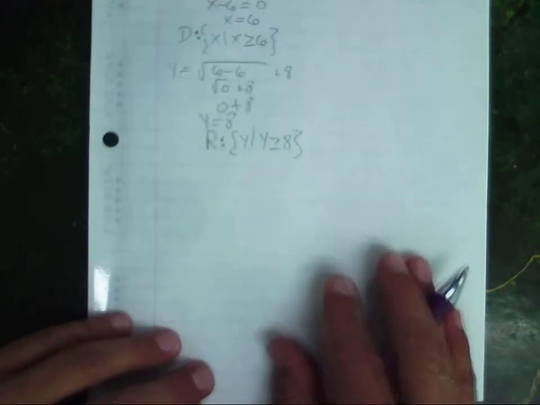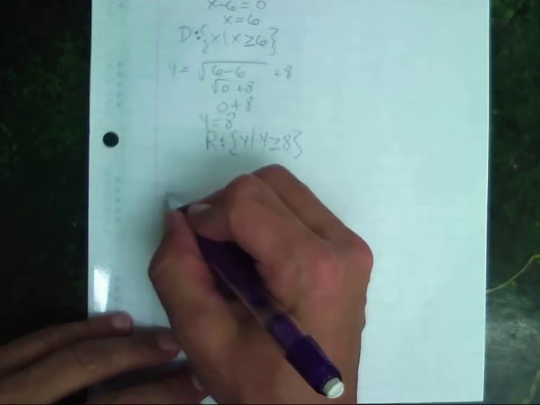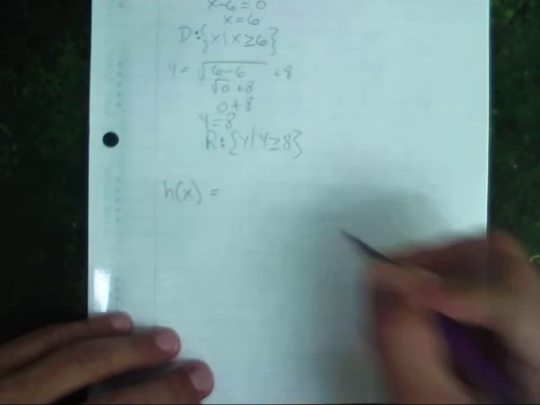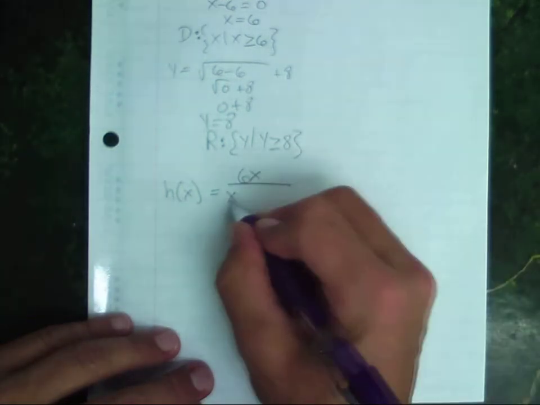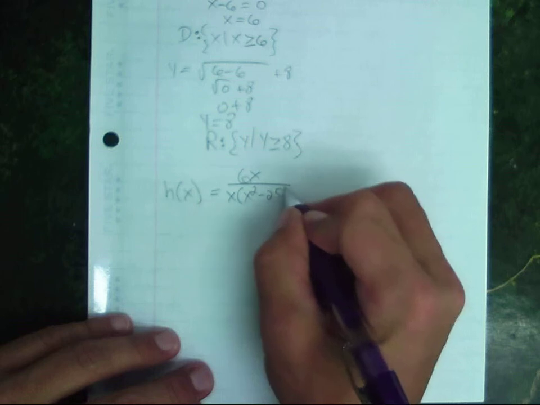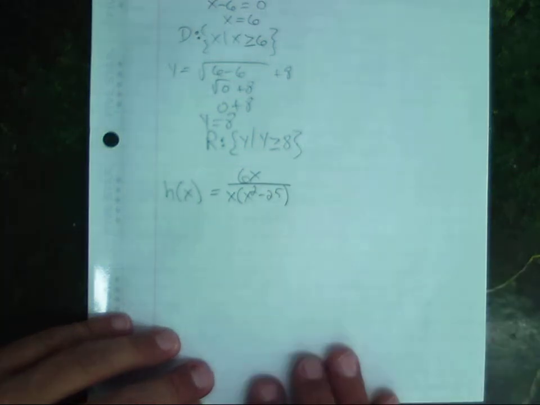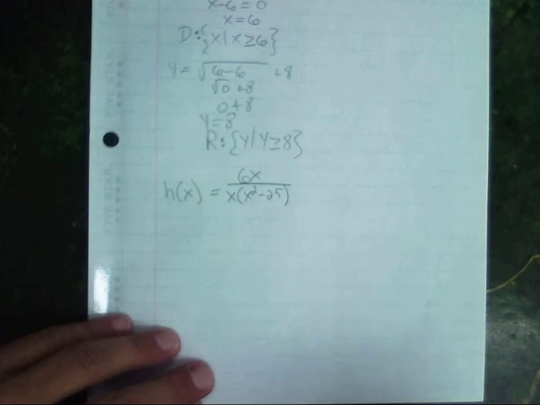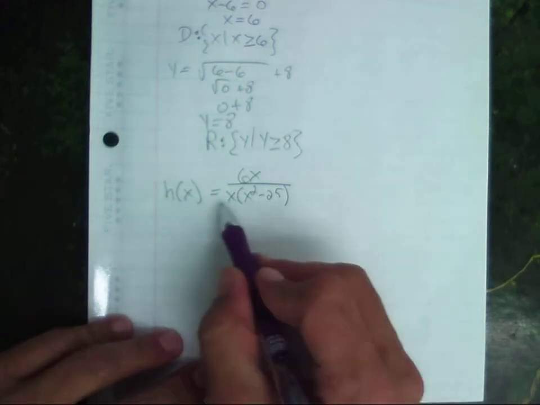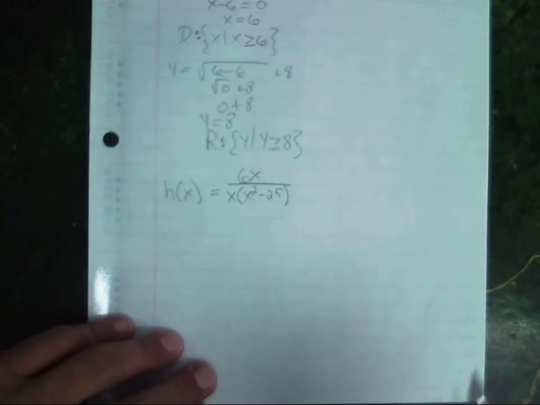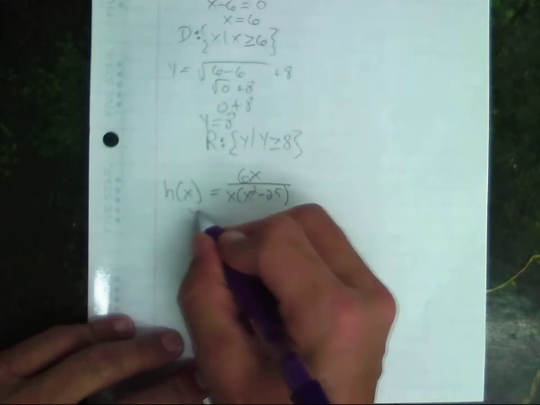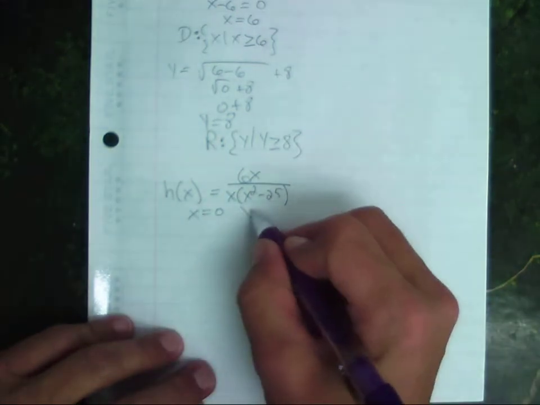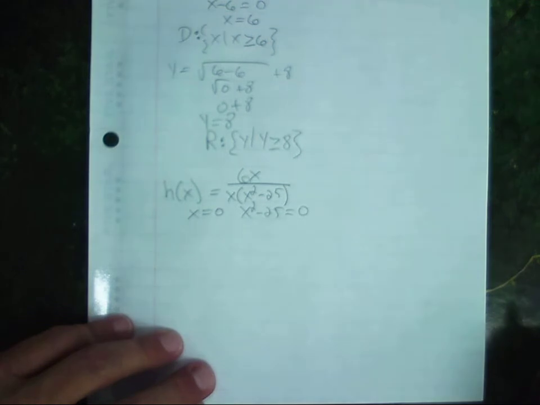Let's look at a second equation. H of x is 6x over x times x squared minus 25. Now again, it's not always what values can x take, but what values can it not take. Anytime we have zeros in a denominator, we have to be worried about what values of x would make that denominator a 0. So I would set the x equal to 0 and the x squared minus 25 equal to 0.